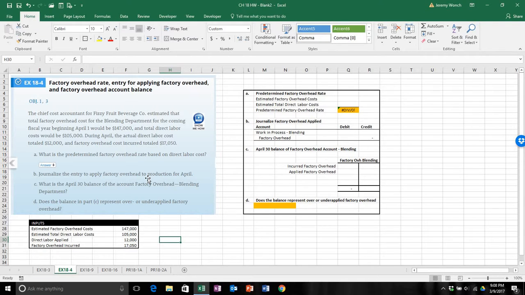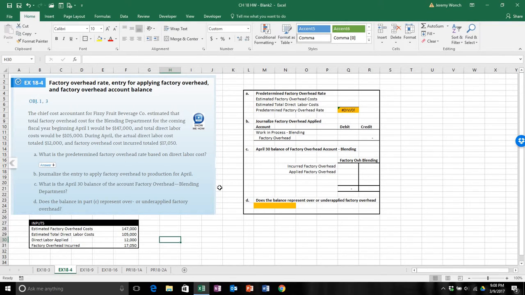So as we're incurring factory overhead cost, whether we're paying the light bill, paying manager salaries or something like that, that's factory overhead incurred, and so that's going to increase our factory overhead account. But as we apply factory overhead, which is taking it out of the factory overhead account and putting it into our inventory accounts, into our work in process, we do that on an estimated basis. And so this problem is going to run through that.